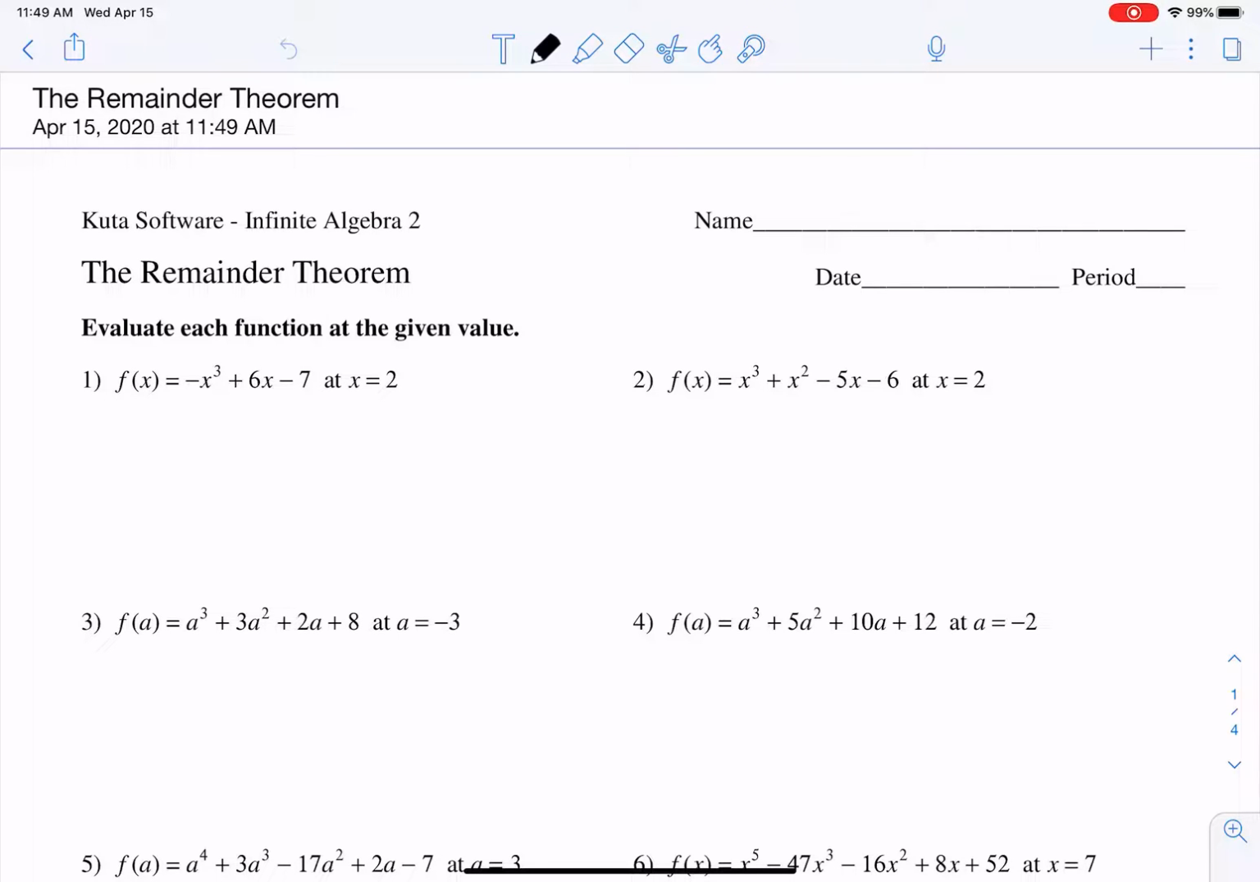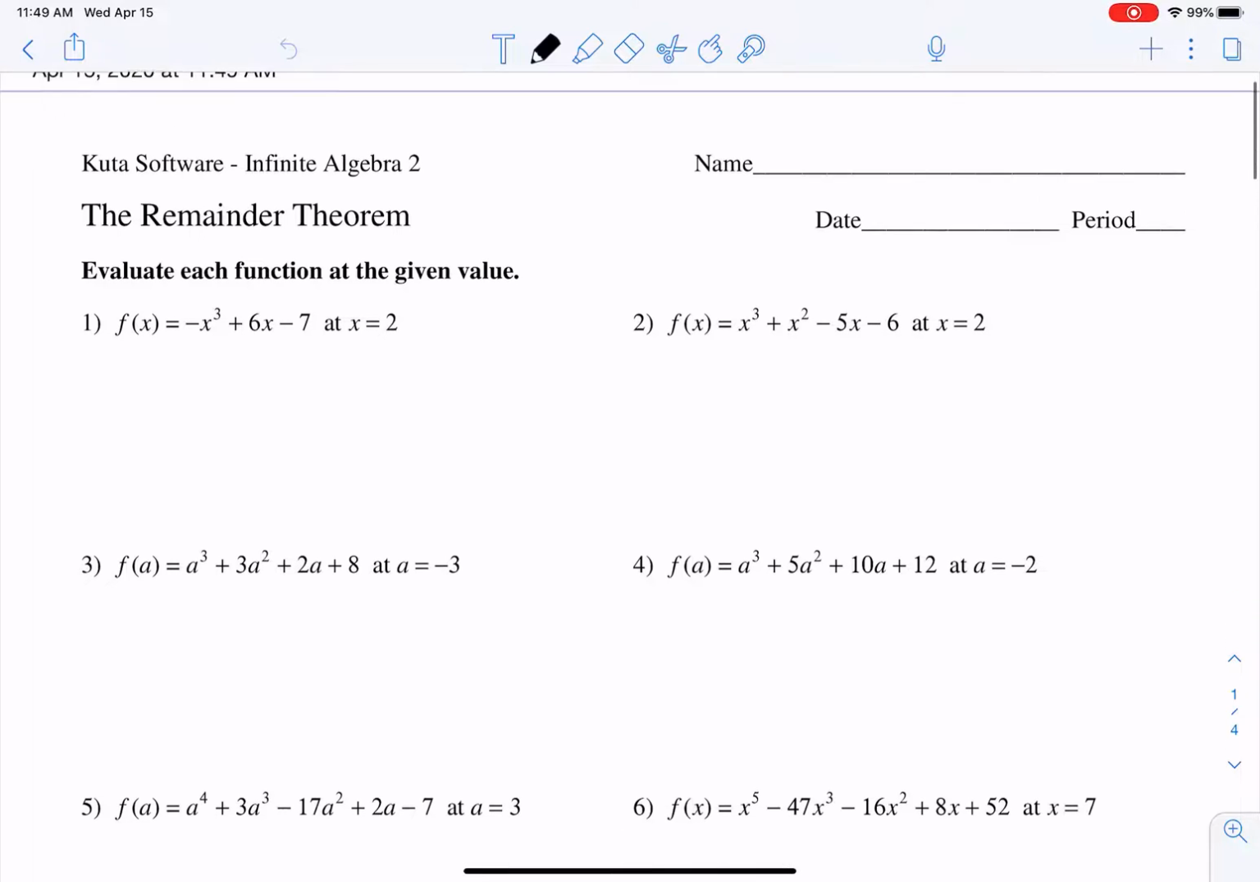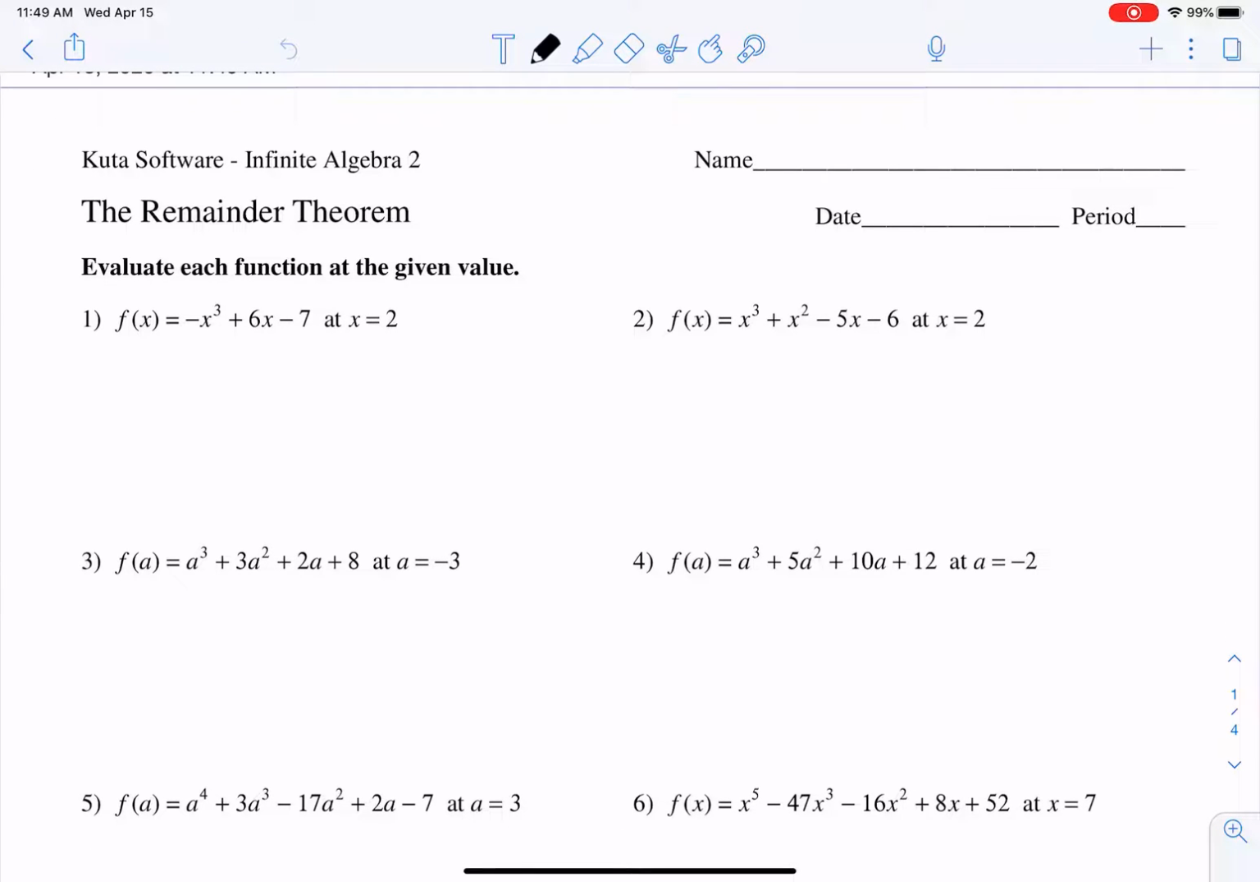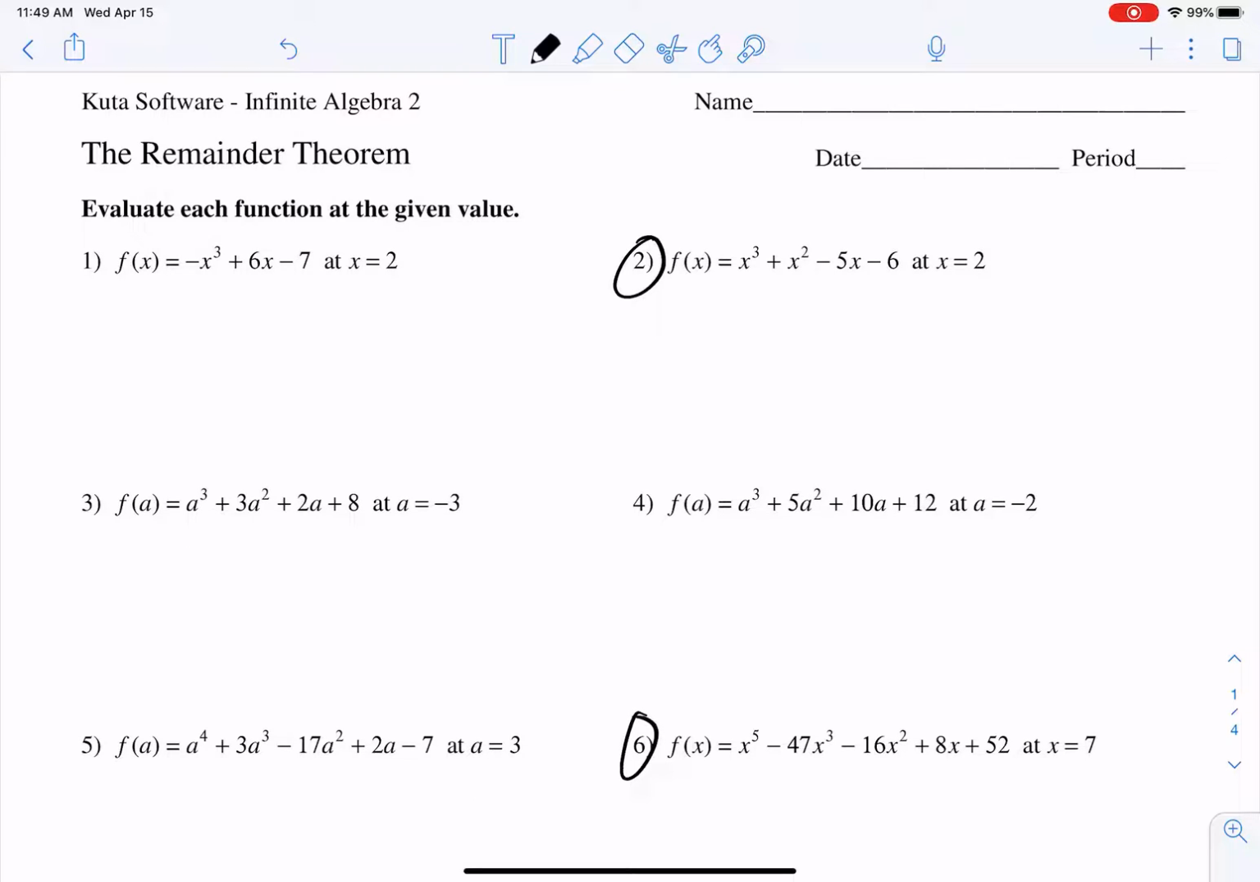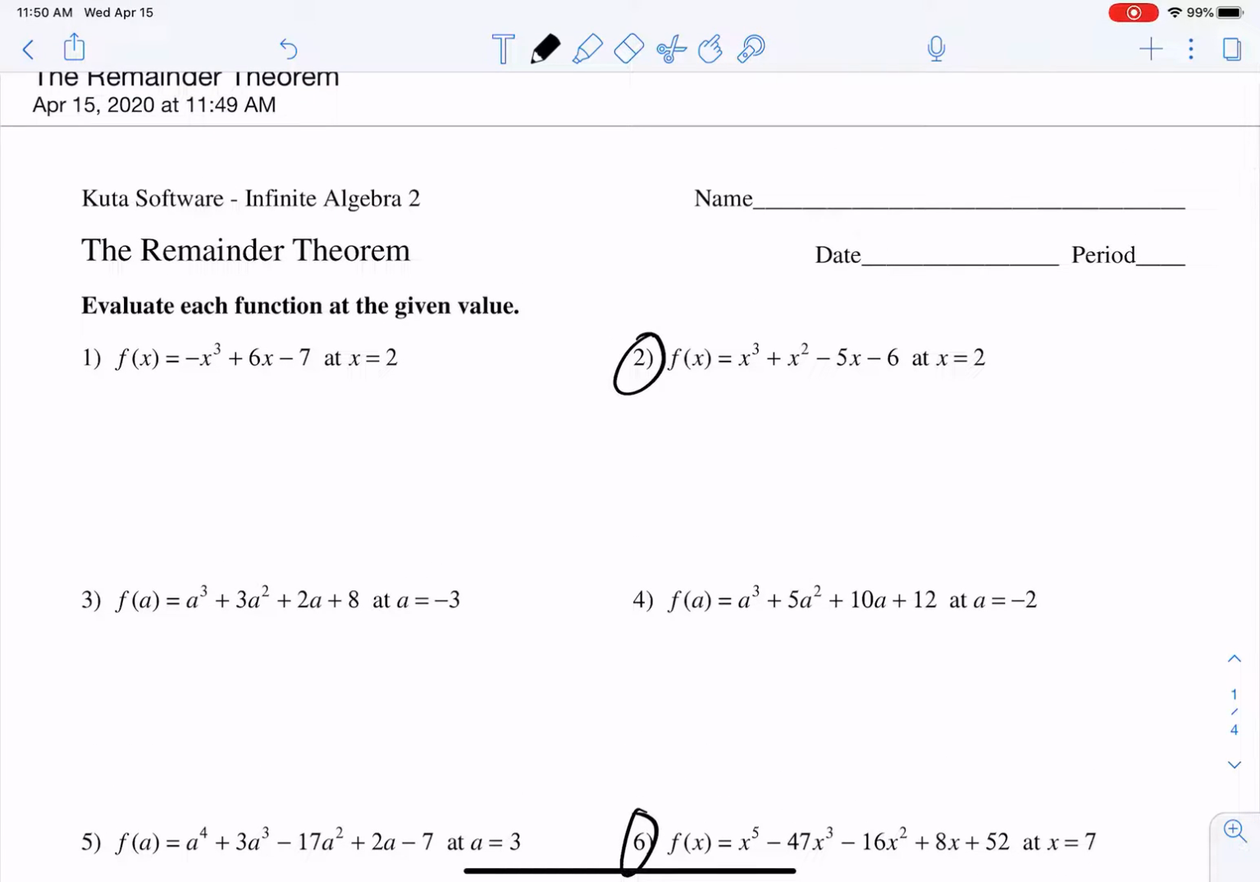So in this video, I'm going to go through a couple examples from your remainder theorem practice set. You're doing every other even, so you'll start on 2, you'll skip 4, you'll go to 6, etc. Okay, so I'm going to do example 1 for you.